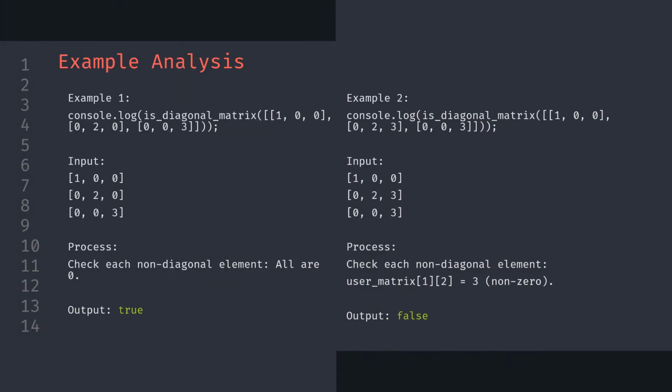Let's analyze these examples. For the first matrix, all non-diagonal elements are zero, so it is a diagonal matrix. For the second matrix, user matrix 1, 2 is 3, which violates the condition, so it is not a diagonal matrix.